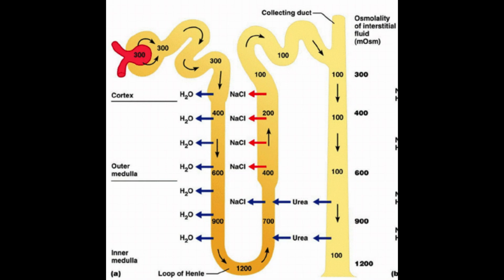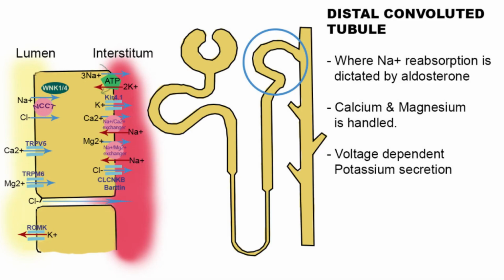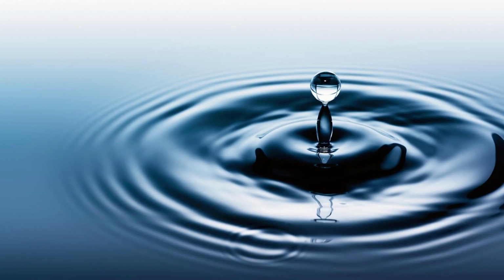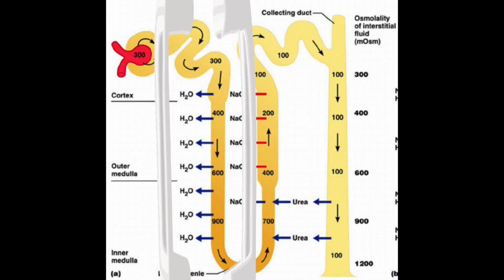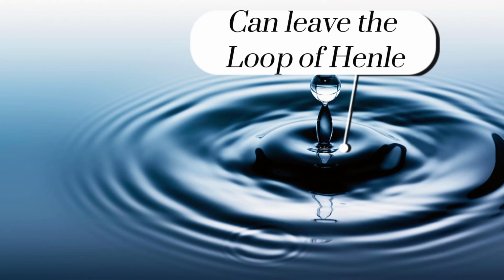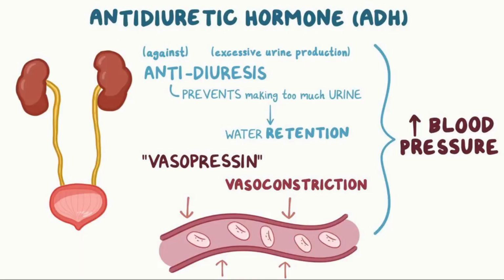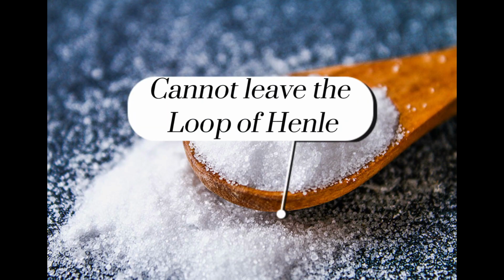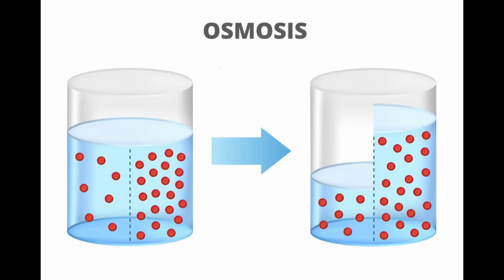After this is the loop of Henle and distal convoluted tubule, which deal with salt and water regulation. The descending section of the loop of Henle is permeable to water. The extent of its permeability is managed by the hormone ADH, but it is impermeable to salts. Water is absorbed by osmosis in this section.